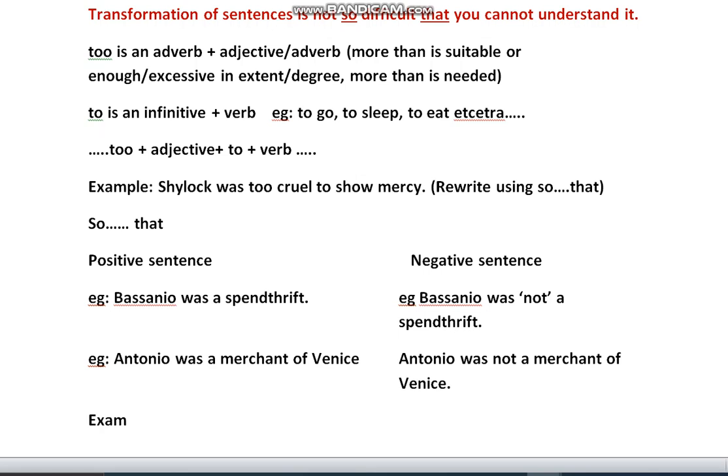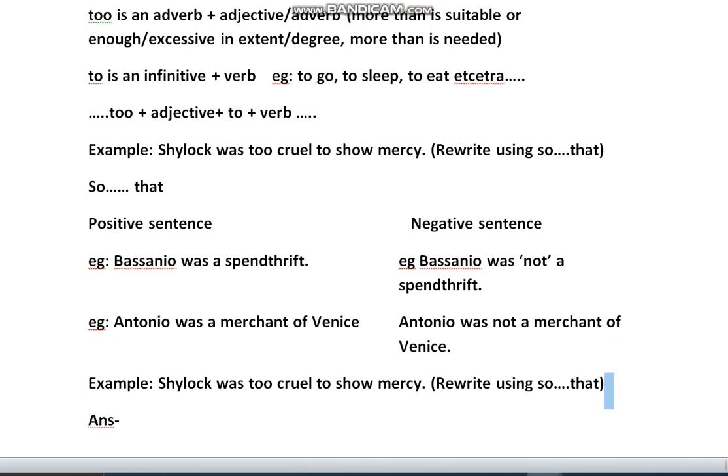So the example was the one that we discussed. Shylock was too cruel to show mercy. This was the example that we had taken. Shylock was too cruel to show mercy. The instruction is: rewrite the sentence using so that. The answer will be: Shylock was so clever that he could not show mercy.